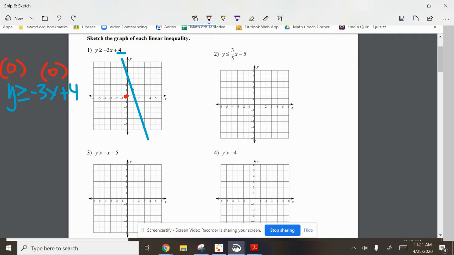Is 0 greater than or equal to, well, this is all 0 here, 0 plus 4? Is 0 greater than or equal to 4? No, 0 is not greater than 4. So guess which way I'm shading? All right, I'm shading all over this side right here, okay? And that's exactly what your answer could look like. All right, let's do another one.